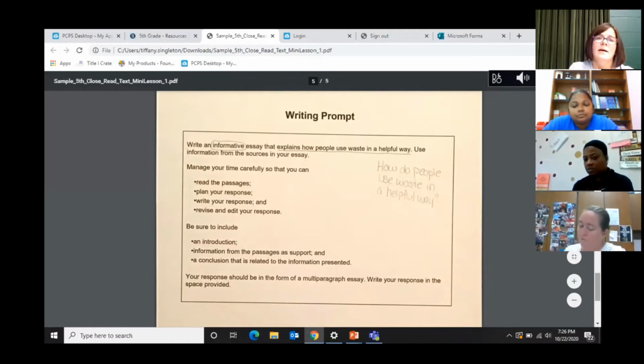So it says that explains how people use waste in a helpful way. So what I recommend is that they put it in a question. How do people use waste in a helpful way? That means throughout the entire text that they're reading, they're only looking at ways that you can use waste in a helpful way, because kids find things that are interesting and they want to add that to their essay. The only thing they need to be looking at is how they use the waste in a helpful way.